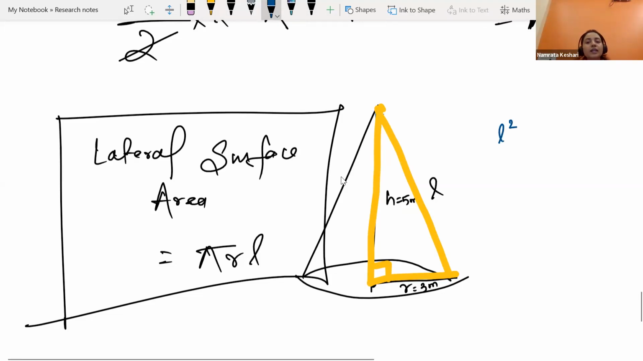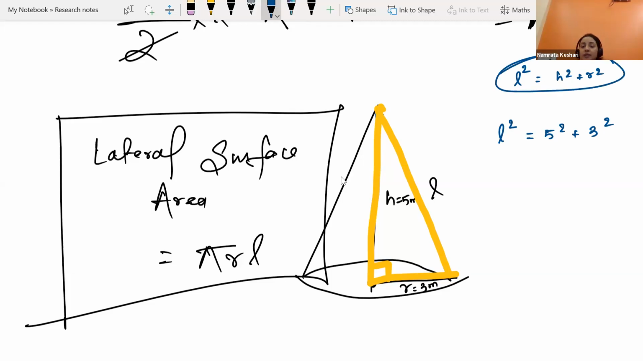So we can find L square by taking 5 square plus 3 square. There is a formula also that L square is nothing but H square plus R square. Again, this did not come randomly. There is a reason, because we have a right angle triangle. That's why we say that it came from the Pythagoras theorem. Everyone getting it? Then it's 4. So we are getting L as 4.